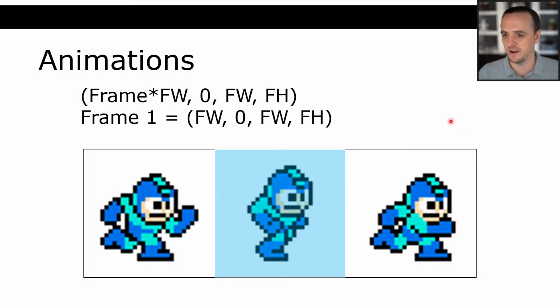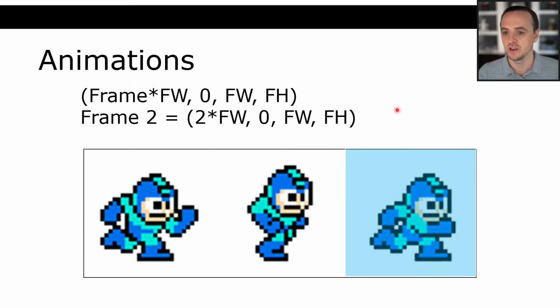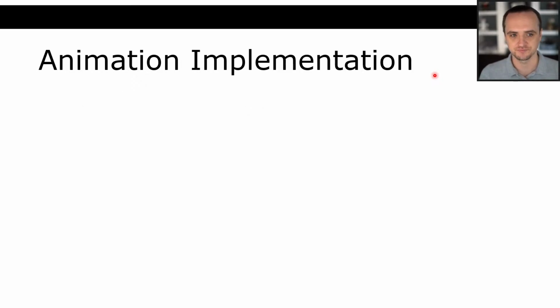The second frame of animation, the X coordinate is now going to be at the frame width. So 1 times frame width, 0 in the Y, frame width, frame height. Frame 2 is going to be 2 times frame width for the X, 0, frame width, frame height, etc. So however many frames of animation you have, you take the current frame, like frame 1, frame 2, frame 3, then you multiply it by the frame width, and then all of this stuff stays the same. So it couldn't be easier than that, specifying an animation.